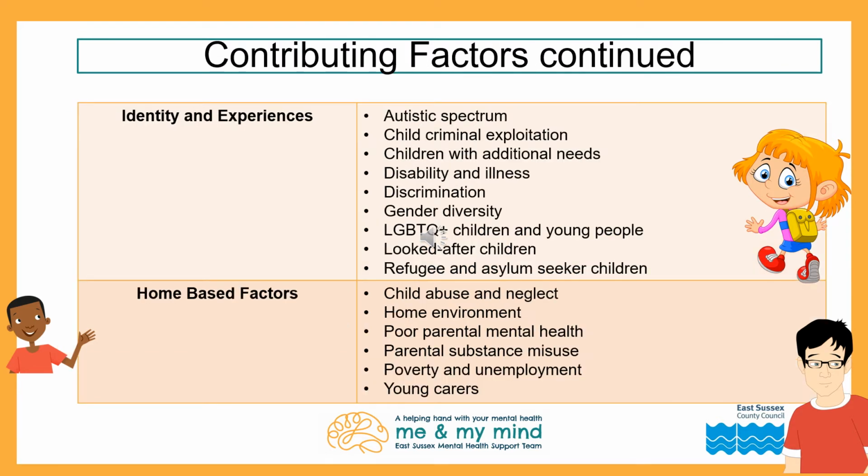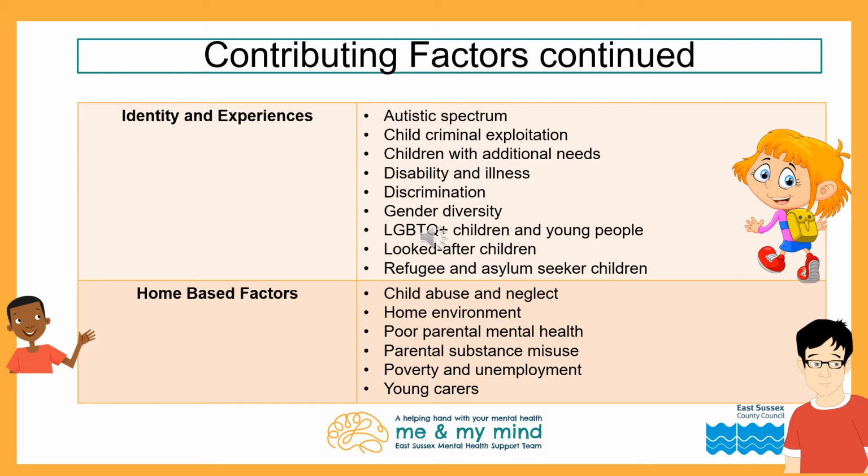And on this slide, we're continuing to outline some of the potential contributing factors to a young person's experience of mental health. So on this slide, we have different identities and experiences that might be going on for young people, and we also have home-based factors. It's important for us to flag that we're not saying that if your child identifies as part of the LGBTQ community, or if you're a carer to a looked after child, or that there has been poverty or unemployment in your home, that your child is definitely going to experience mental health conditions. We're not saying that. What we are highlighting is that sometimes children can be at an increased vulnerability of experiencing mental health difficulties because of the contributing factors we've outlined here and on the previous slide.